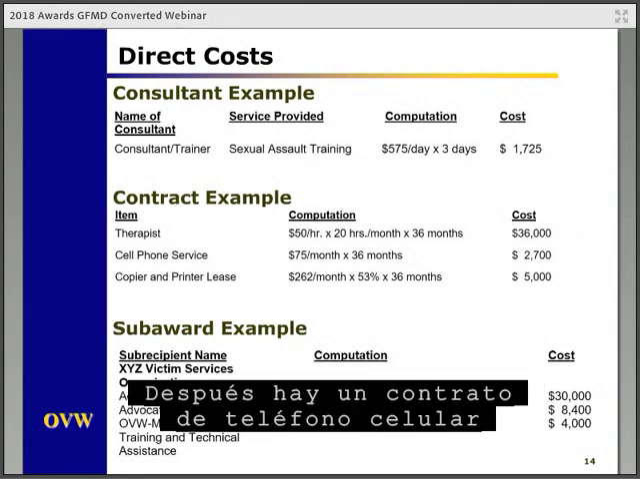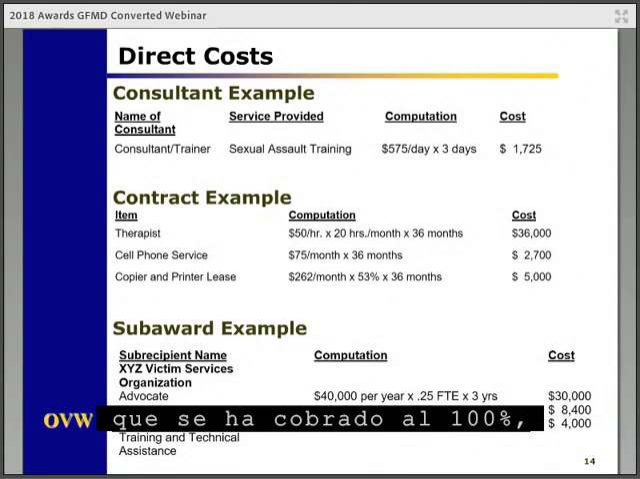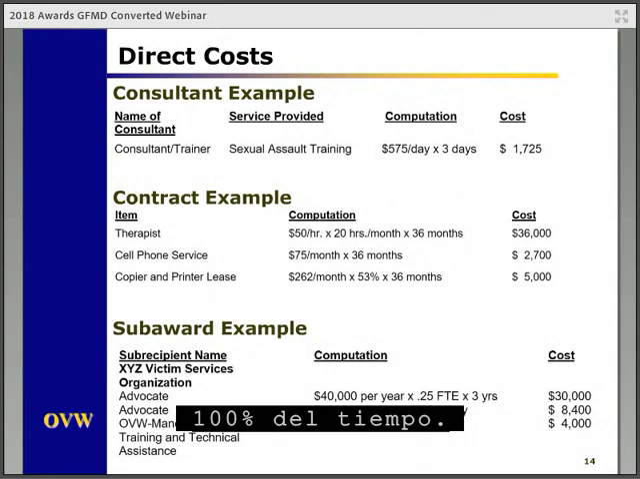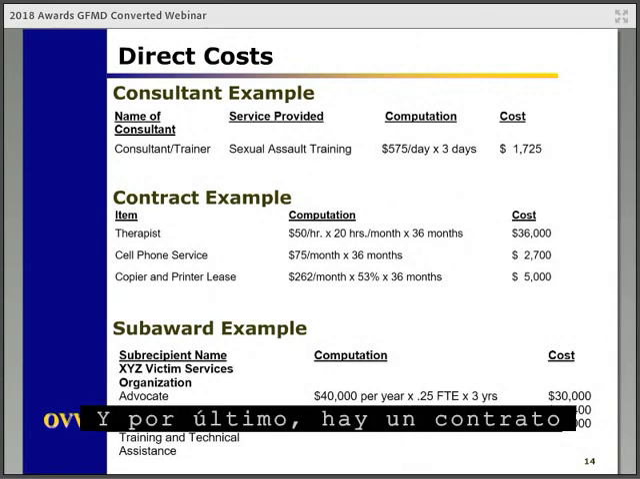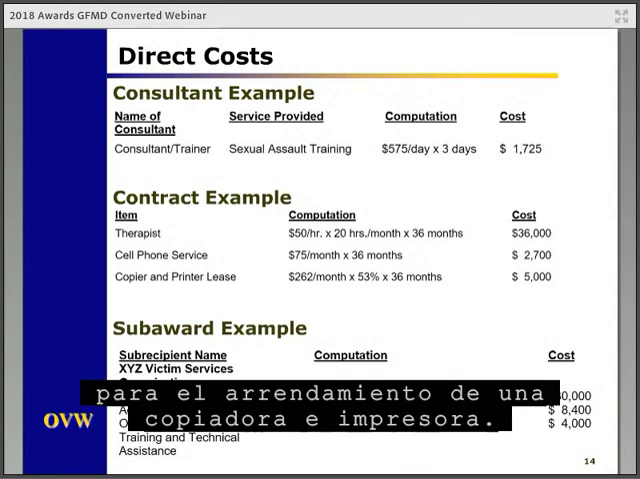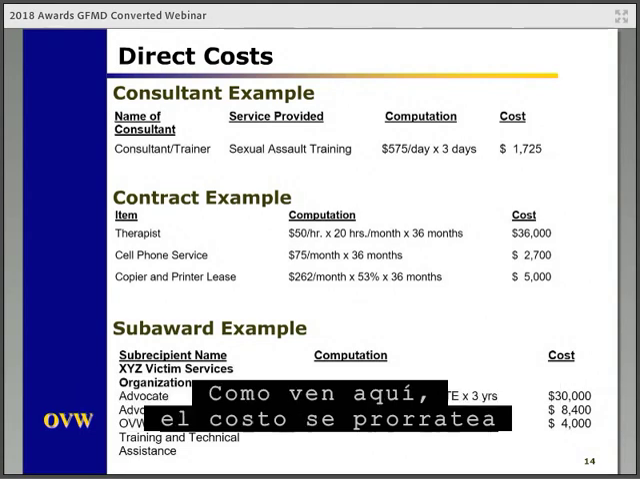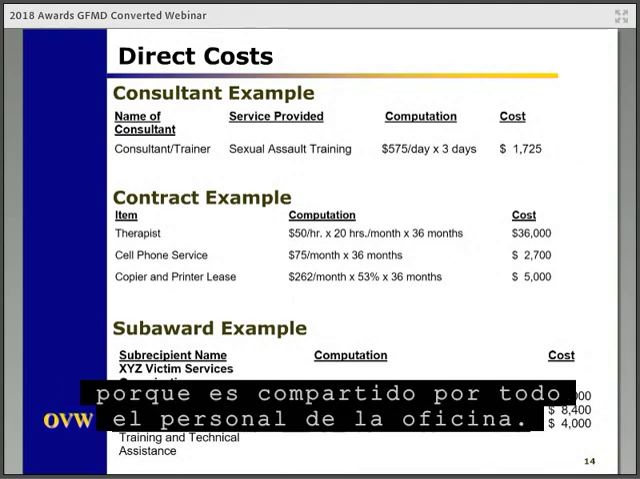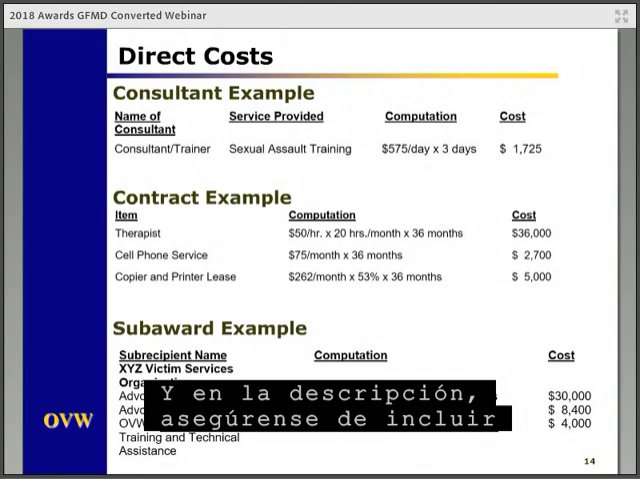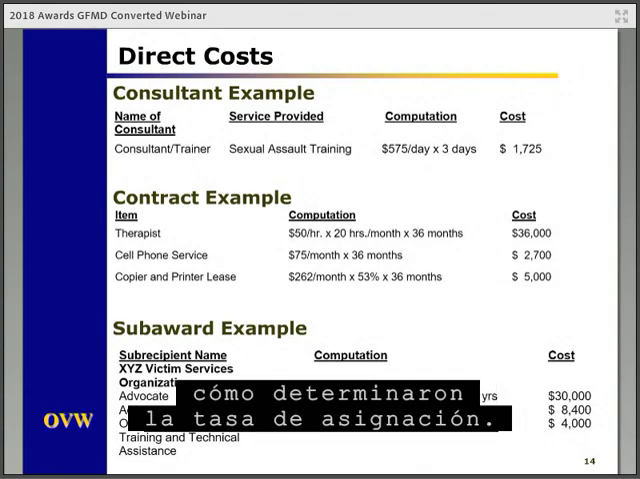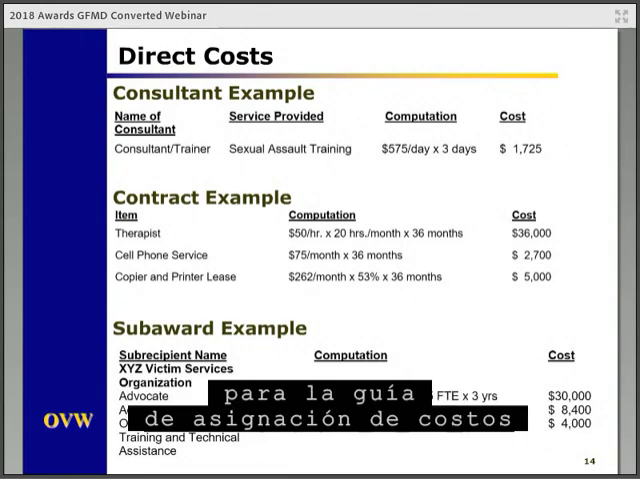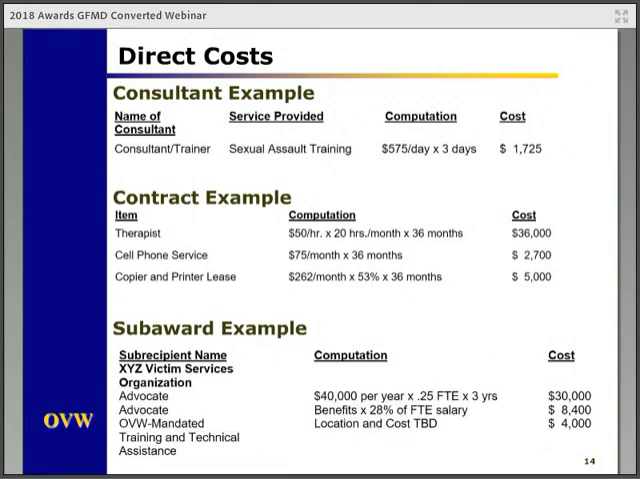Next is a cell phone contract that's charged at 100%, so the staff person who uses the phone should also be listed in the budget at 100% of their time. And last is a contract for the lease of a copier and printer. As you can see here, the cost is prorated based on your organization's allocation method because it is shared by all staff in the office. And in the narrative, make sure to include how you determine the allocation rate. Remember to visit our website for the cost allocation guidance for more information on this.